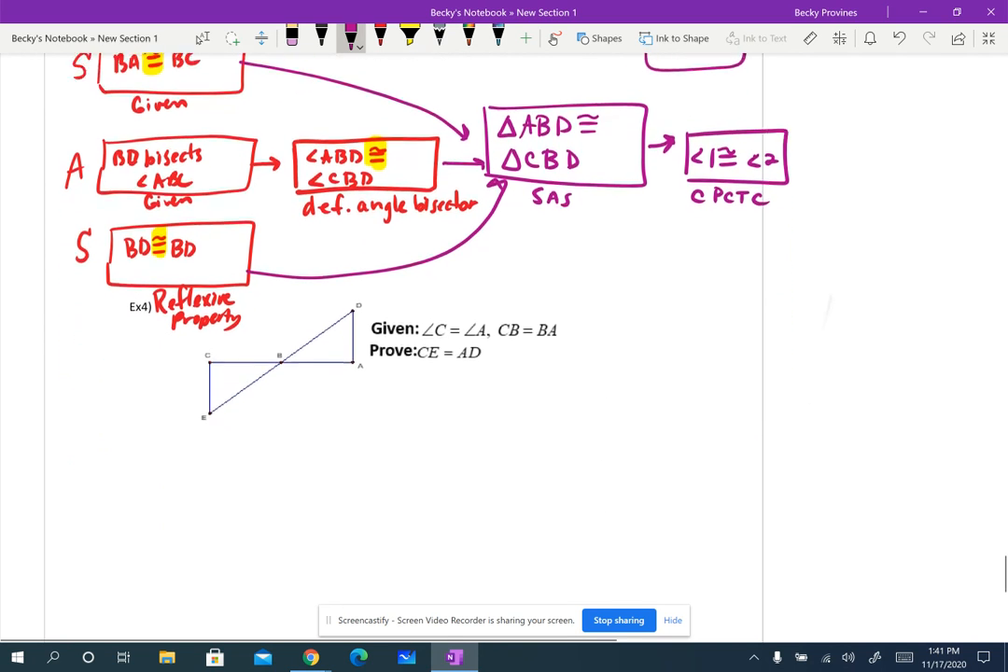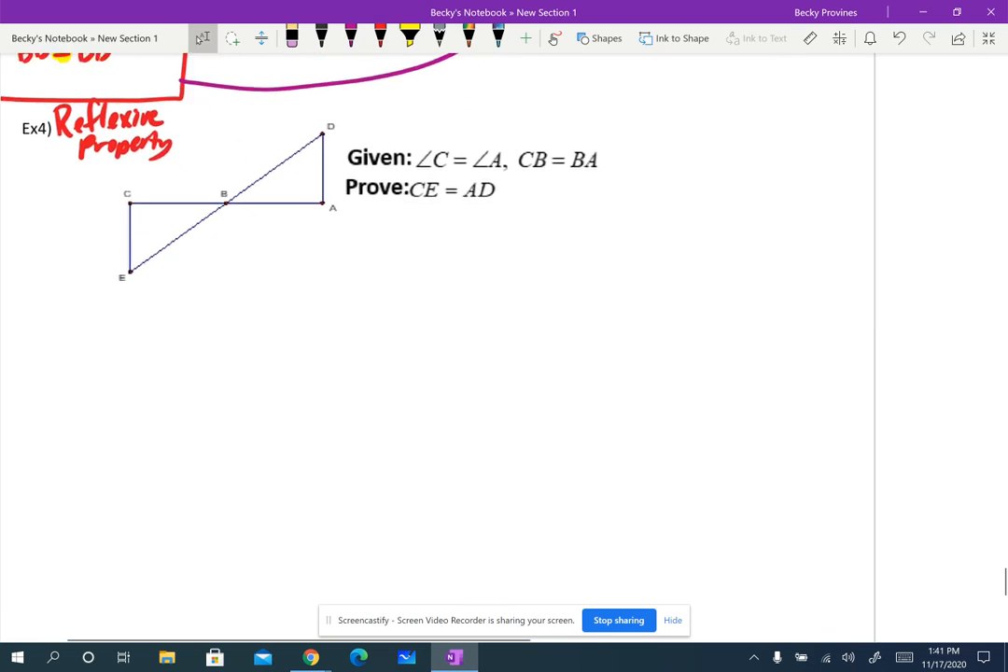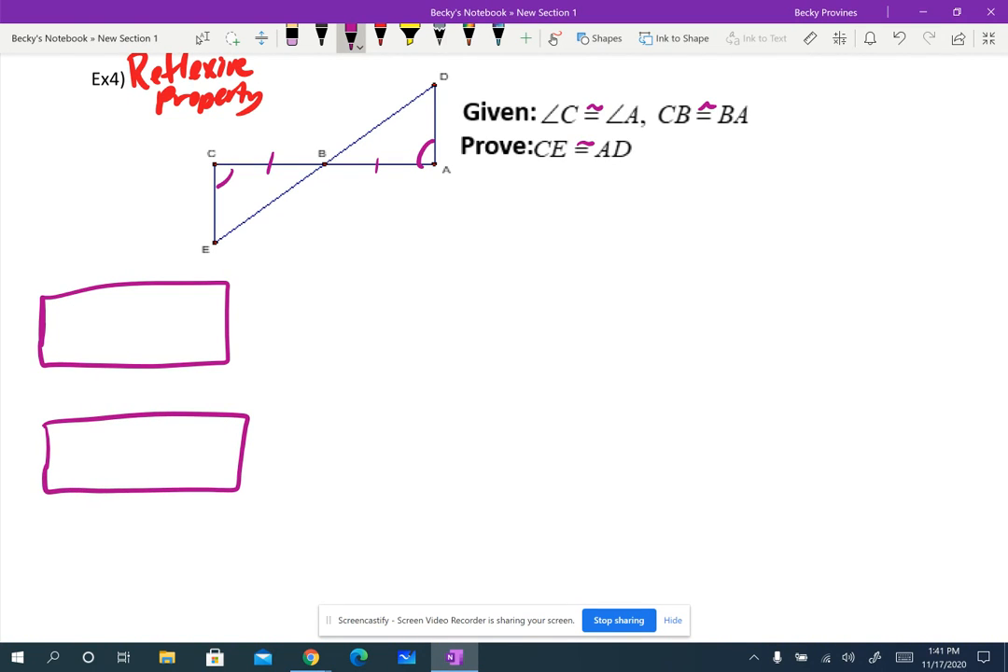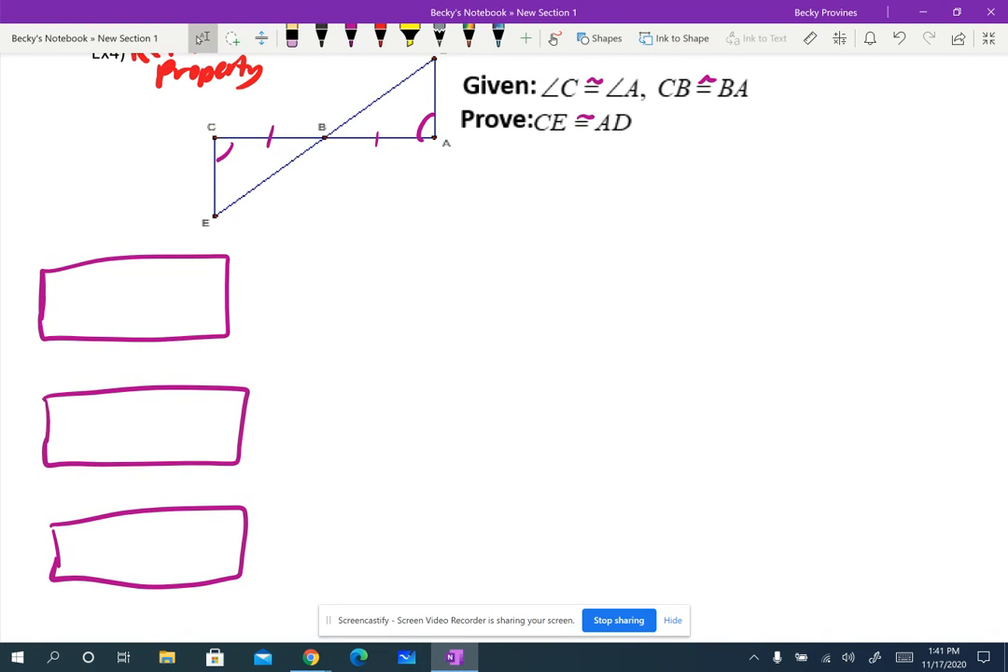And thanks for sticking with me because this last one is important because it doesn't involve a reflexive side. It's something we haven't really talked about yet. C is congruent with A, and CB with BA, and that's all there is. But I know there has to be 3 steps, right? So what do I do? I need to look at the diagram and see if there's anything that I can mark.